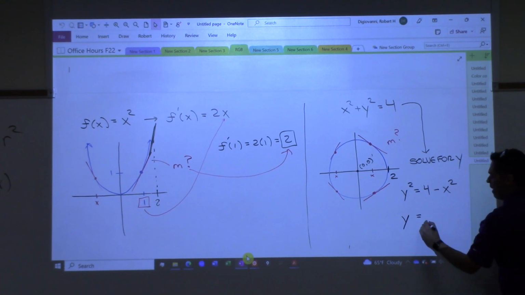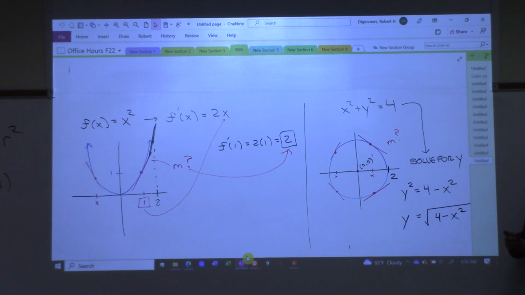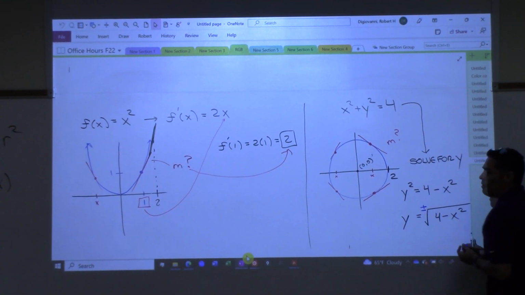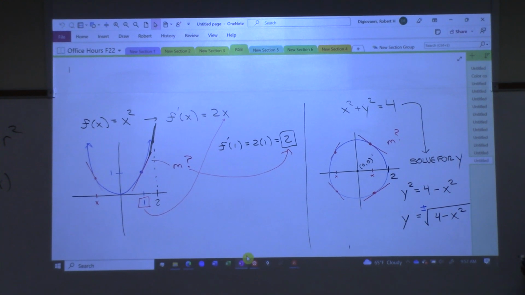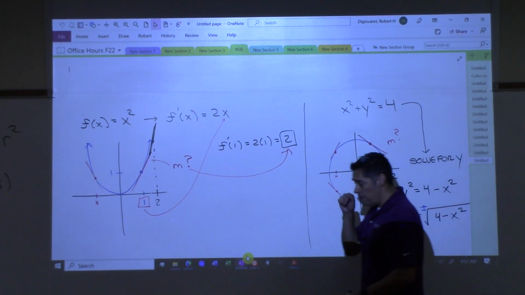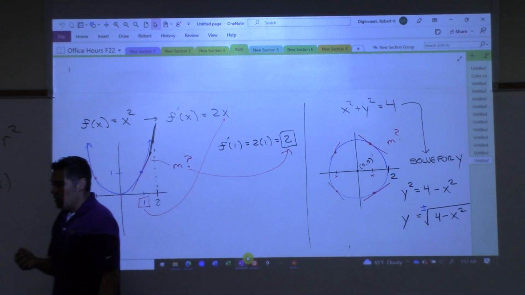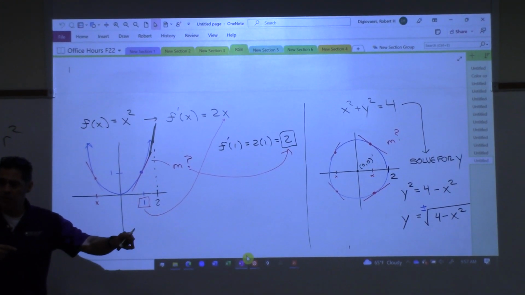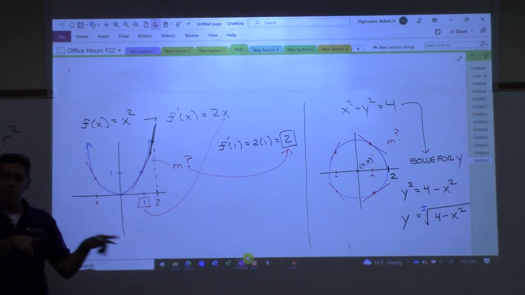But when I do that, what do you have to do every time you take the square root on both sides of an equation? What do you have to include? Plus or minus, right? And now this is no longer a function. Why is this no longer a function? Because for a function, you should have one input and one output. You should never have one input and two outputs.